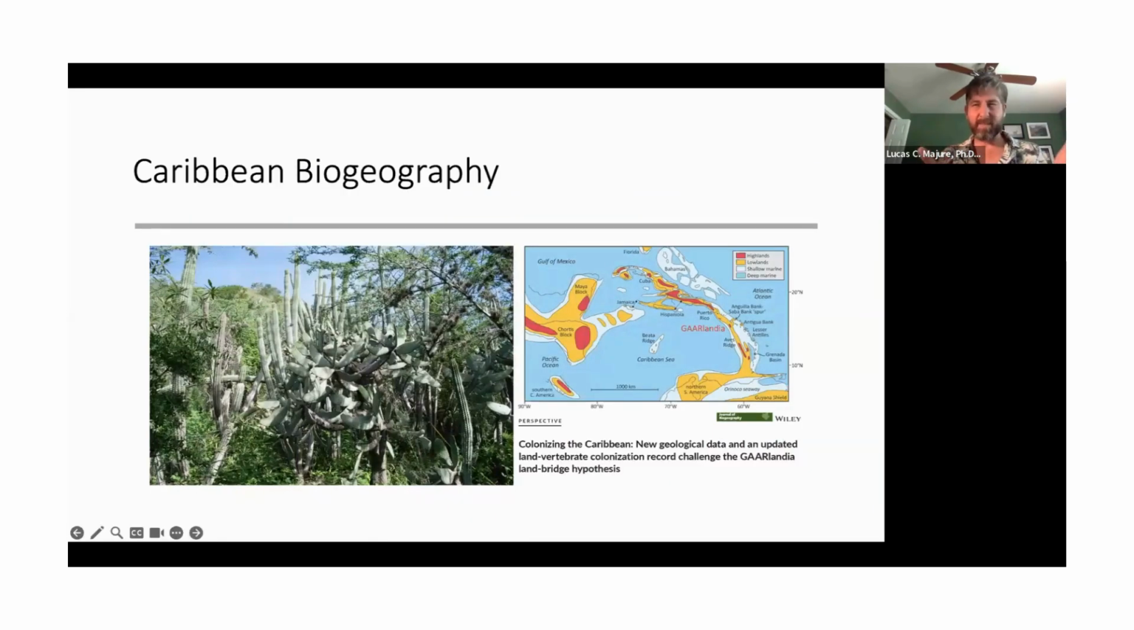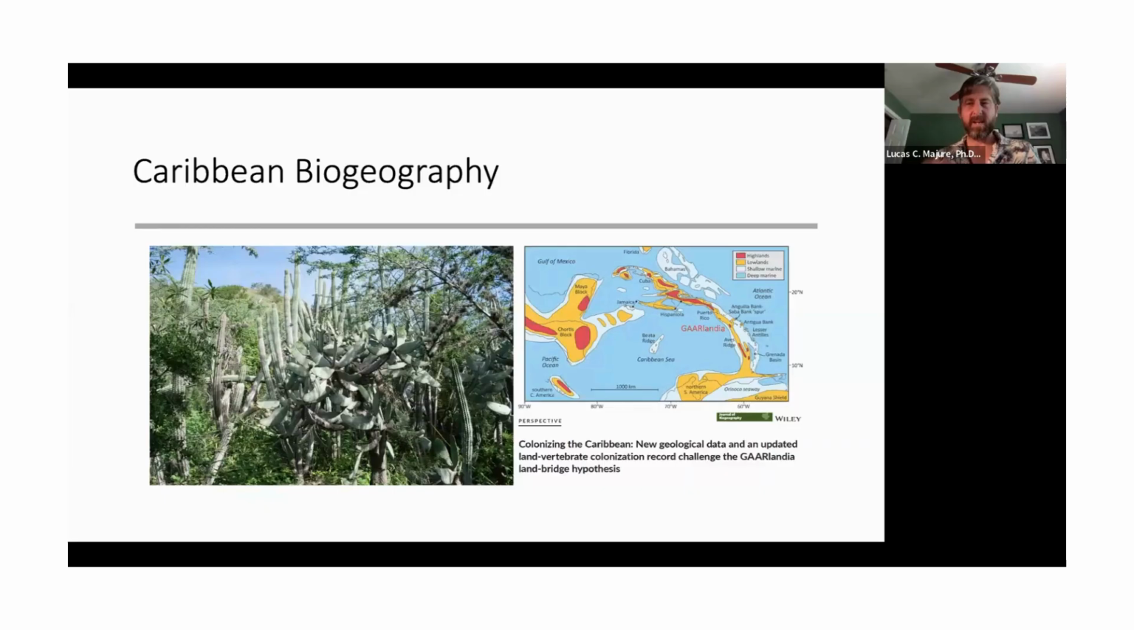So now let's think a little bit about Caribbean biogeography. This is something that people have been wondering about for literally hundreds of years. So if you're out in the middle of the ocean, how do these plant communities originate? Where do they originate from? There's been a lot of speculation. There's been a lot of analyses based on plants, based on animals, and other organismal groups to try to get at this answer, right?